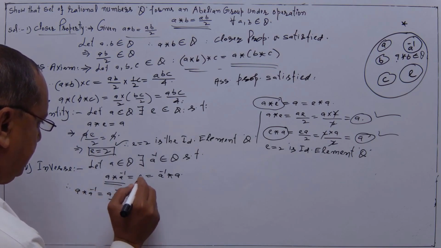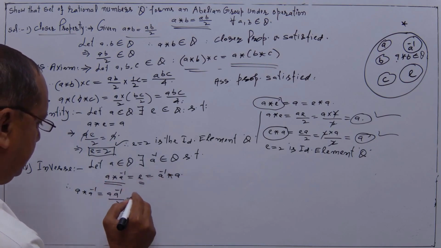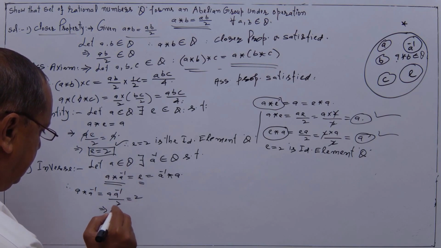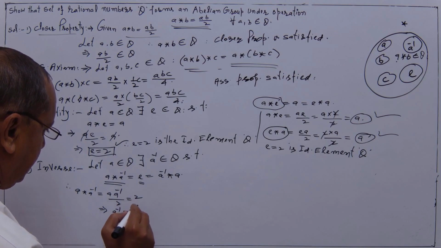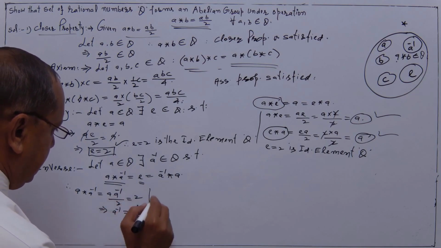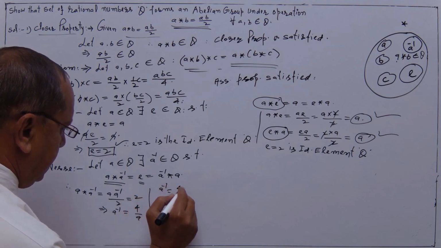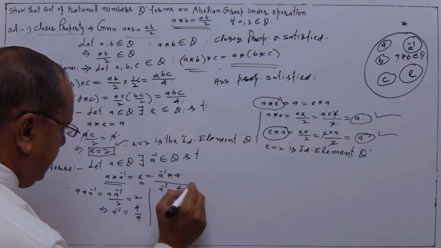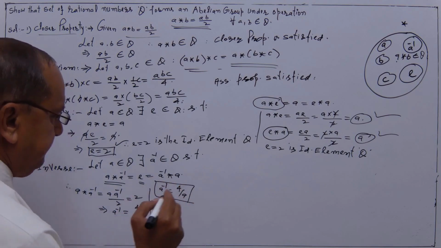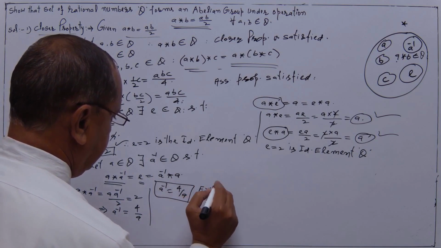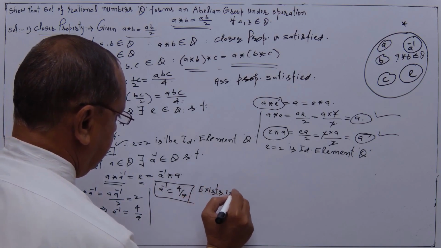and its value is equal to E and E is equal to 2, so it means A inverse is equal to 4 upon A. तो फाइनल ये बना A inverse is equal to 4 upon A, it means inverse exists in Q.